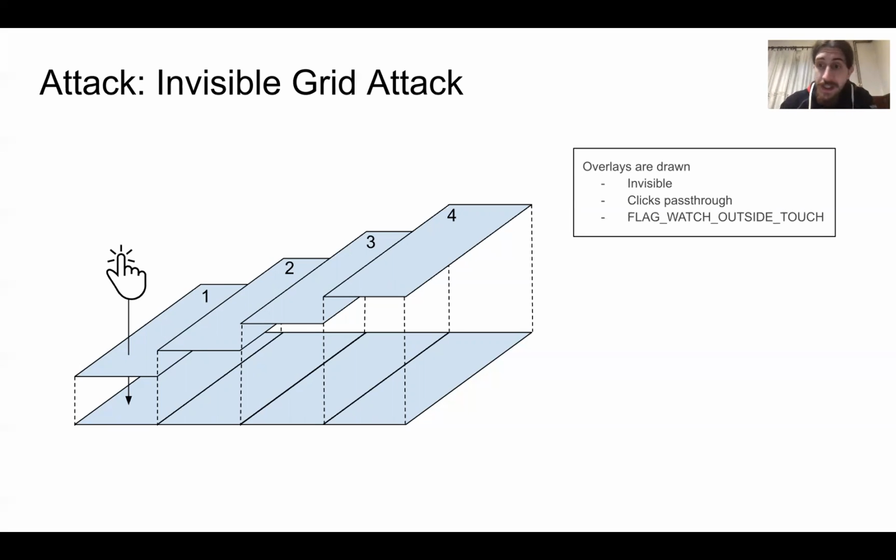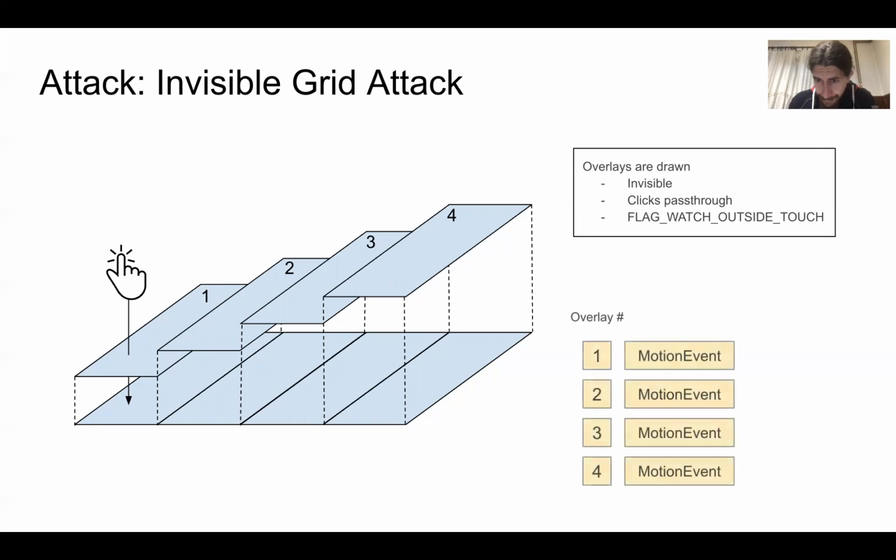And then I use this flag, watch outside touch, which means that wherever I click, each of these overlays is receiving a motion event. Why? Well, because since I create them in a click pass-through way, none of these clicks actually reaches the malicious application. Every click reaches the application on the bottom, which technically means that the user clicked outside these overlays. And that's where this flag watch outside touch kicks in. And that's why each overlay is going to receive a motion event, okay?